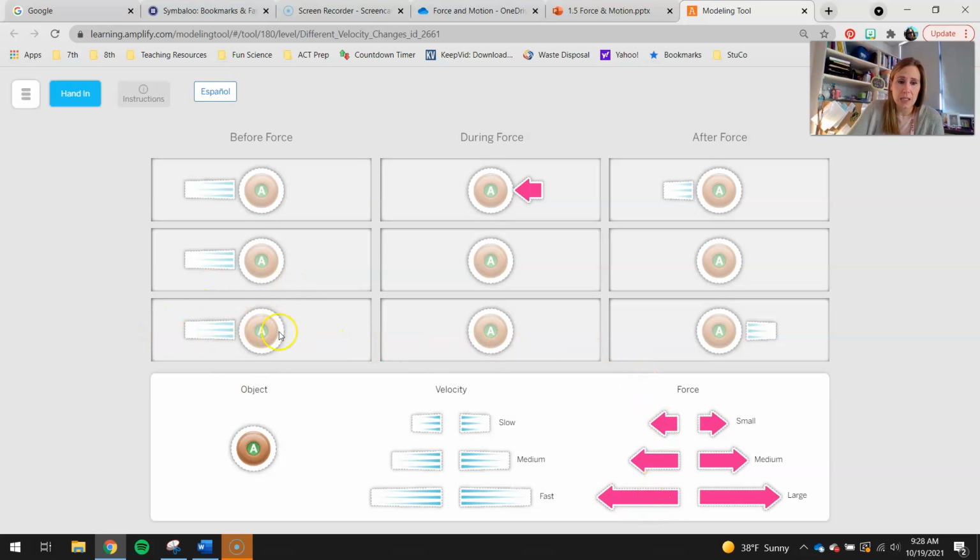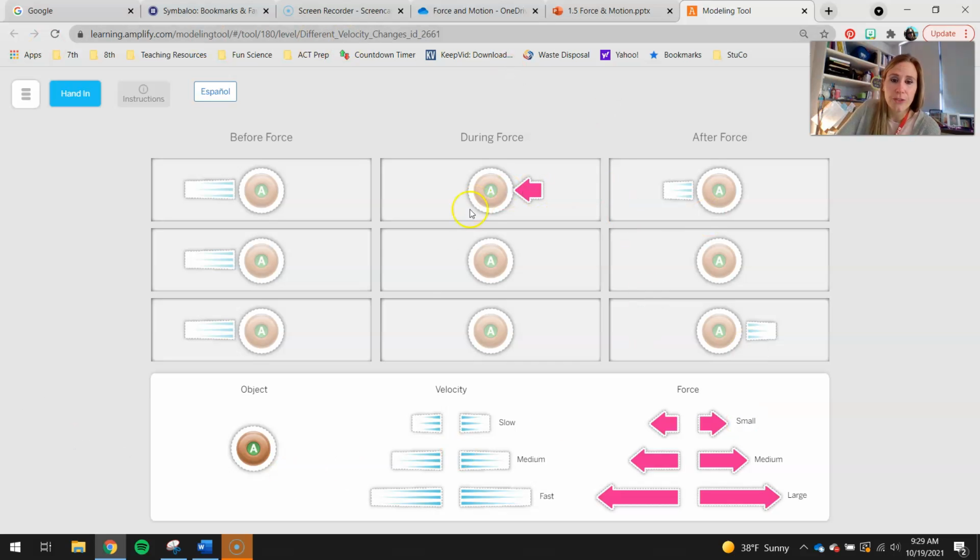And then finally, medium velocity to the right, we're going to apply a force, and that object is going to turn around and move back to the left, in the opposite direction, with a small velocity. Okay, so again, which direction are you going to apply your force, and how big is that force going to need to be, small, medium, or large?